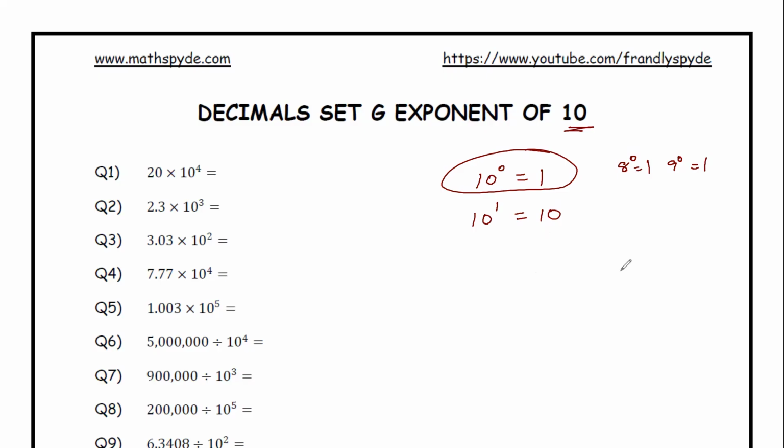The question is, is this review only applicable to positive numbers? Not necessarily. Even if it's a negative number, like negative 8 to the power 0, it will be equal to 1. So obviously, negative 8 as a bracketed number to the power 0 will be equal to 1. Why so? Let me break it down for you.